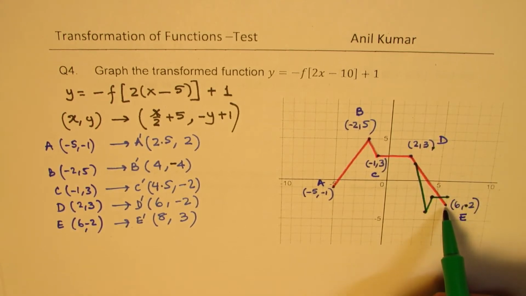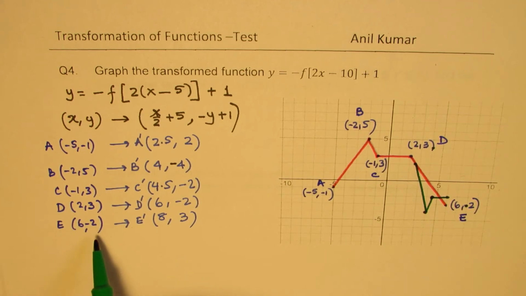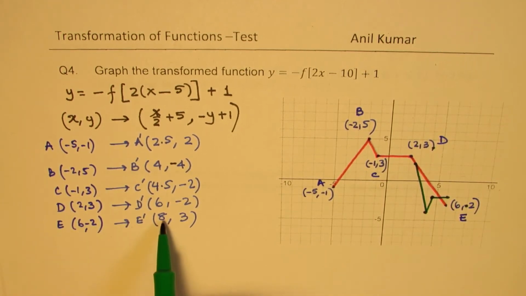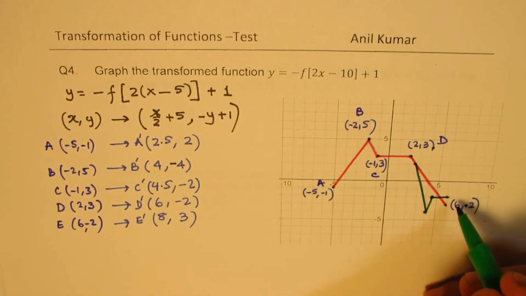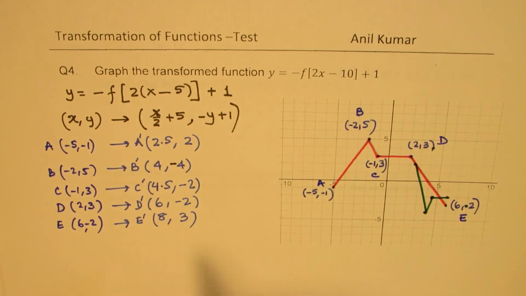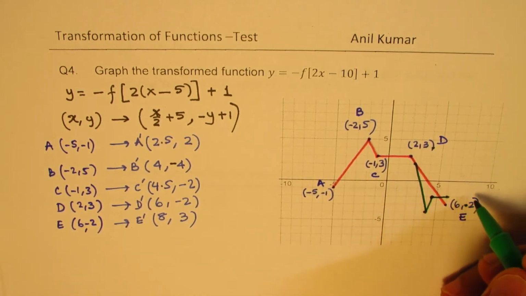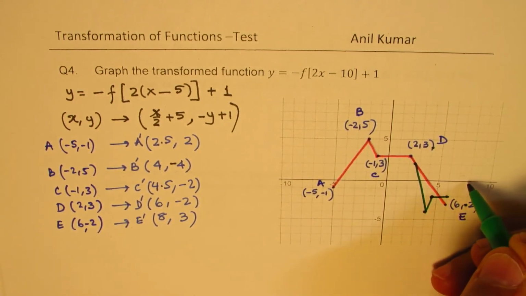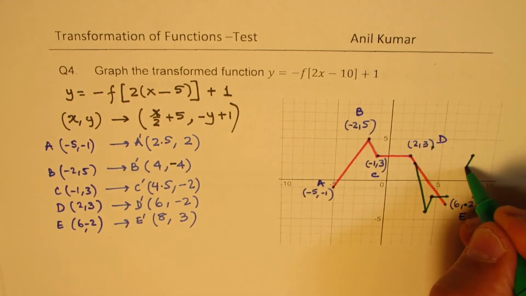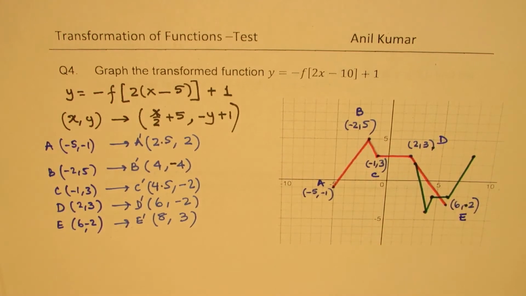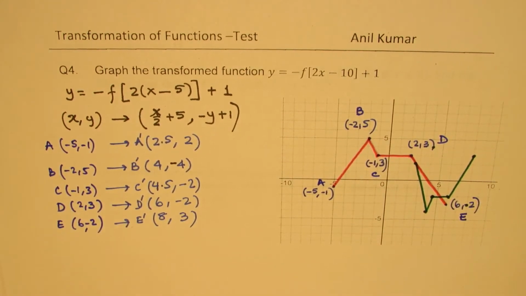So let's calculate the last point also clearly. So minus 6 half is 3. 3 plus 5 is 8. Minus 2 becomes 2 plus 1 as 3. So this point is 8, 3. So at 8 we'll get 3. So here is 8 and 1, 2, 3. That becomes 8 and 3. So we are going to connect this point, correct? So that is how we are going to get our function.